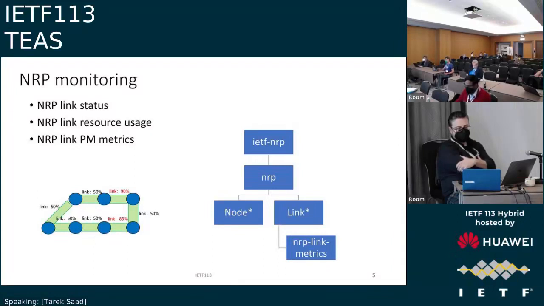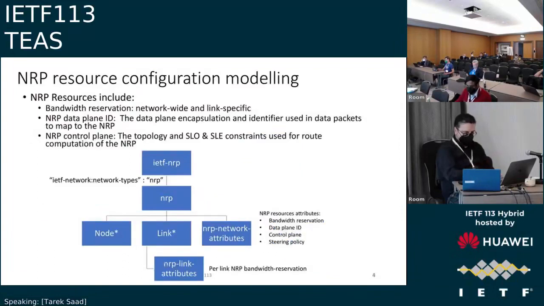There was a slide where you were talking about bandwidth reservation. Yeah, exactly. Slide number 4. I just want to make a clarification or a correction, because you referenced the NRP policy data model while you were describing the bullets. In fact, the NRP policy data model covers all 3 bullets: the bandwidth reservation, as well as the data plane selector field, you call it data plane ID, as well as the control plane or the topology associated with the NRP.